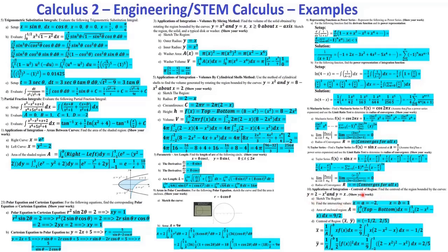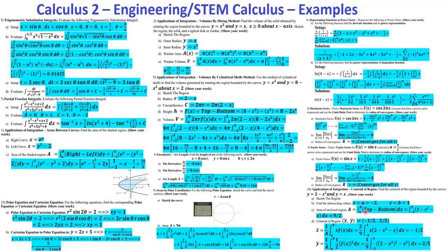Then I have here centroid of a region, an application of calculus, to find the centroid of the region of the area bounded by y equals 2 minus x squared and y equals x. First you sketch the region, and find the intersecting values by setting 2 minus x squared equal to x. Then you will end up with a is minus 2, b is 1.